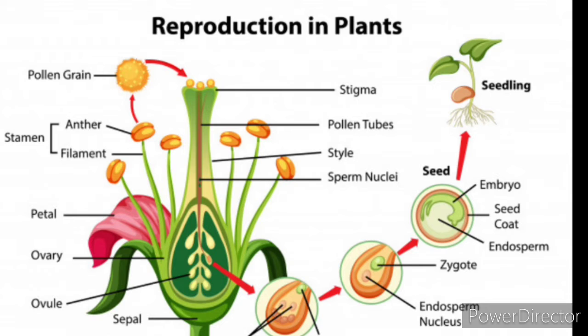So, we'll see the parts of a typical flower. Now, here you can see the picture of a flower. The flower is a modified shoot system with a limited amount of growth, which is responsible for reproduction. And this flower consists of four parts: the calyx, which consists of sepals; the corolla, which consists of petals; the androecium, which consists of the stamens; and the gynoecium, which is also called the pistil, which consists of the carpels.